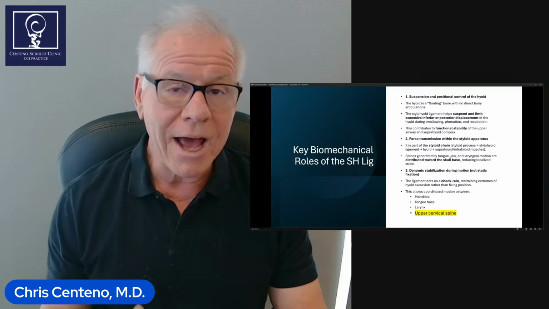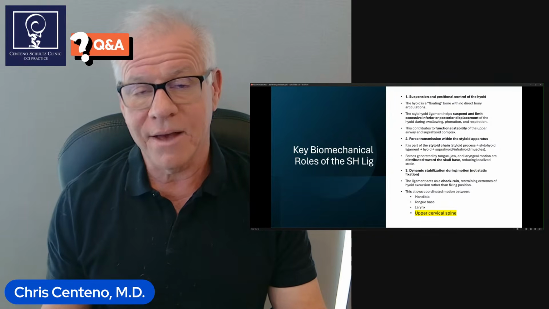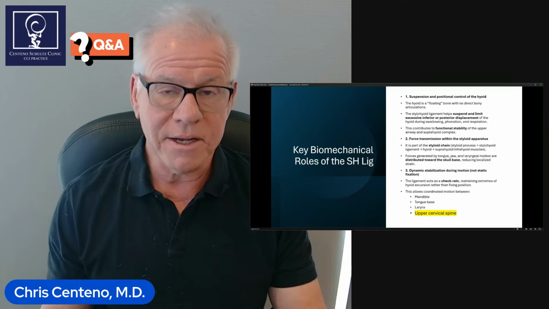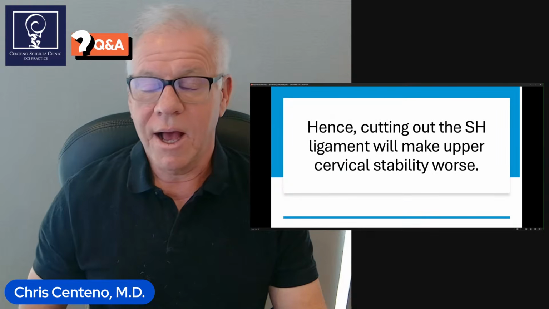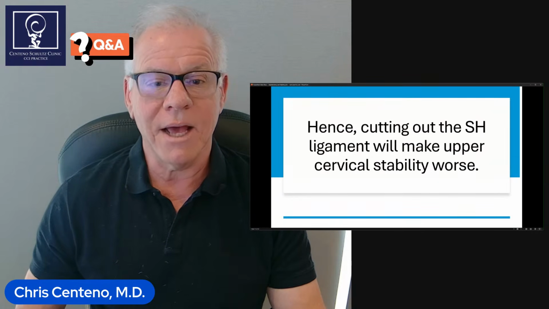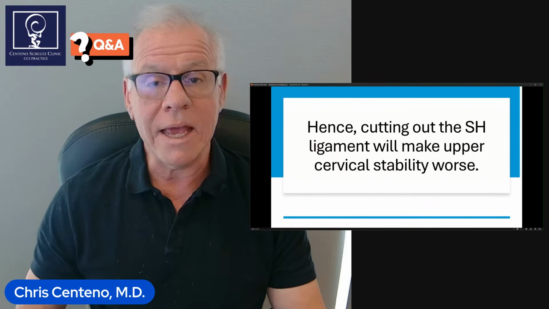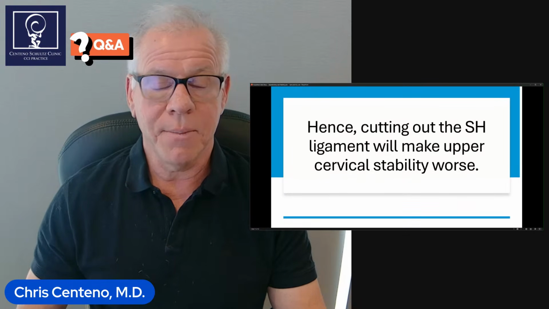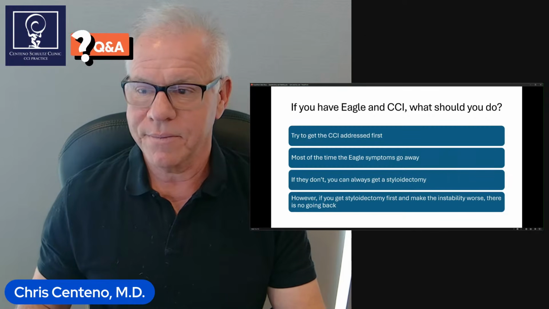Now, if you already had upper neck instability, the last thing we would want to do is obviously get rid of that ligament, because then that's going to cause more instability. Again, hence cutting out the stylohyoid ligament will make the upper cervical stability worse, or it will increase the upper cervical instability, or craniocervical instability, or CCI.